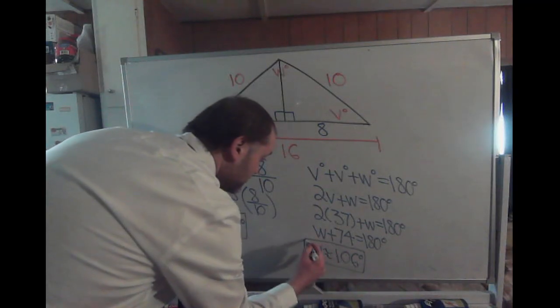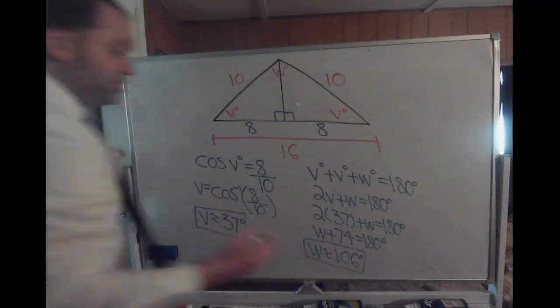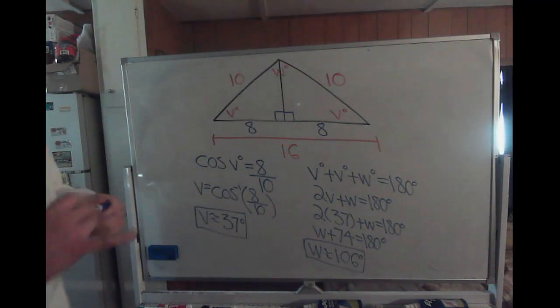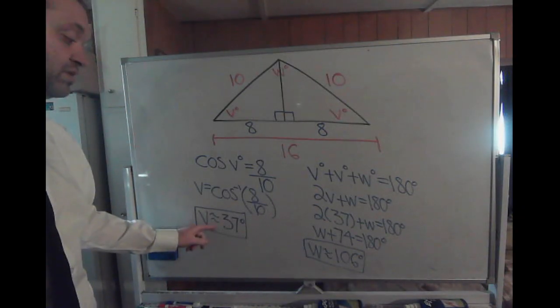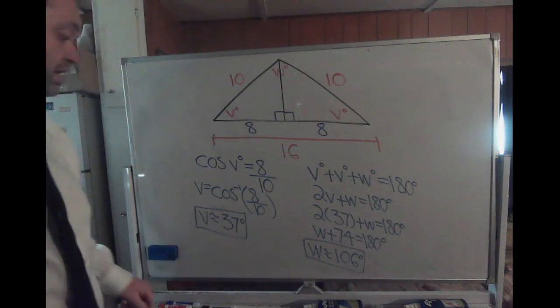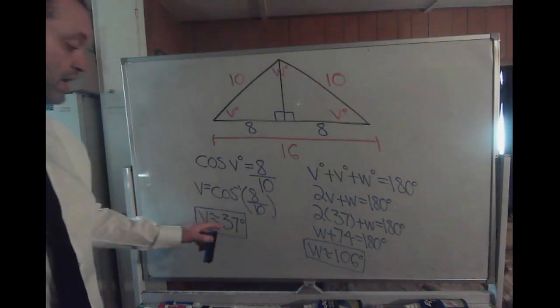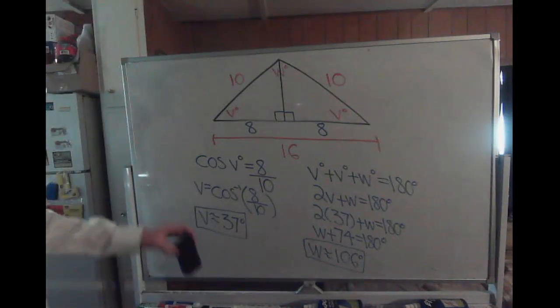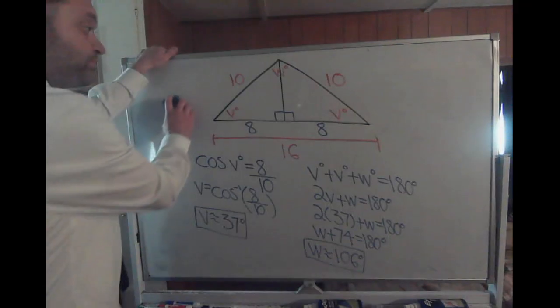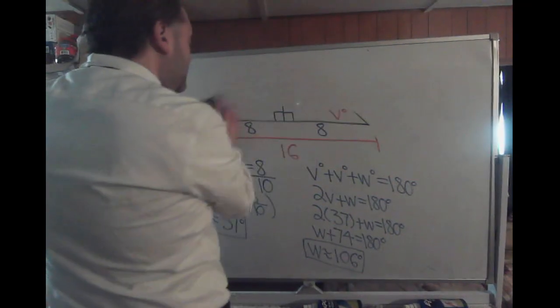So the value of W is approximately equal to 106 degrees, and I say approximately because V was also an approximation. These wouldn't quite be exact, but they're approximately right, 37 and 106. Alright, that just leaves one more problem then. We just got one more.